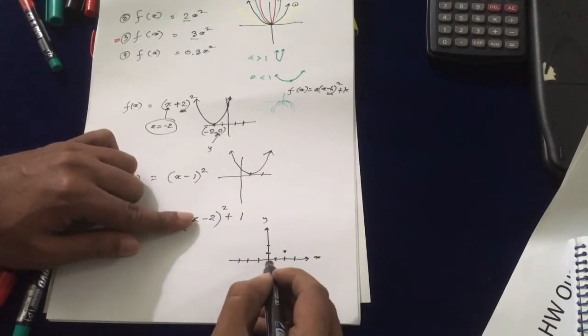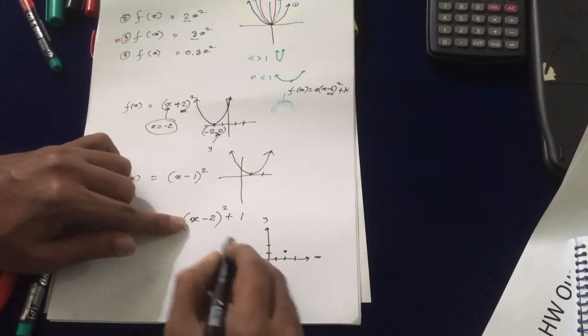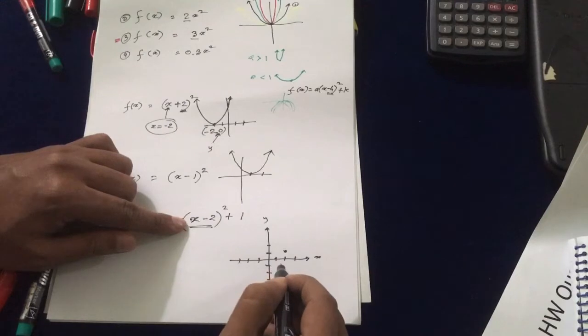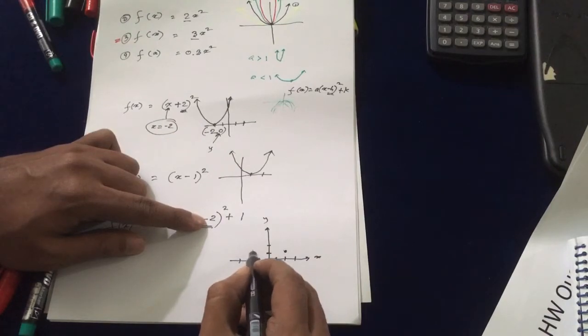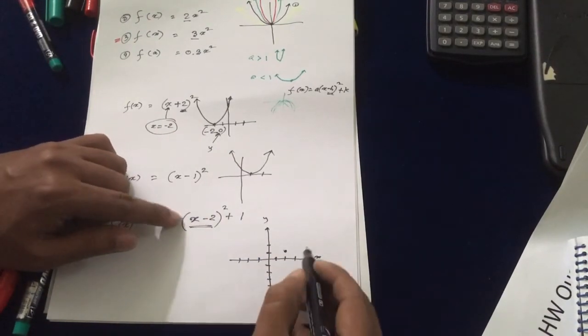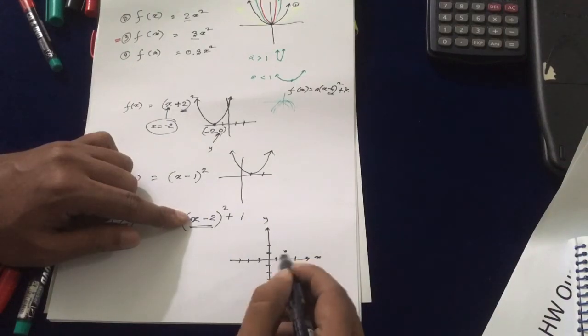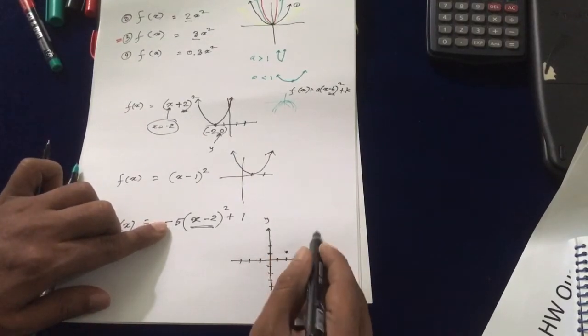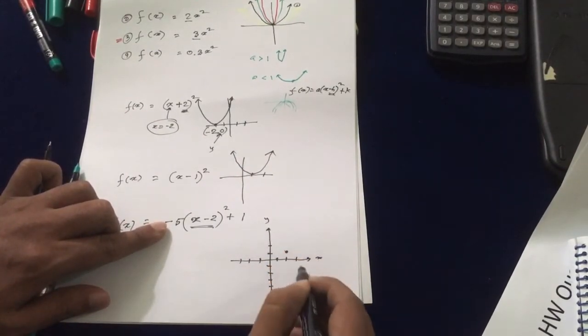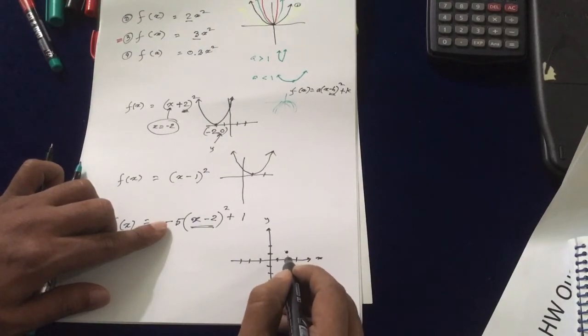Look at this. For the +1, the graph will go to the +1, and this is a horizontal shift. This number, when it is in the bracket, is the horizontal shift. For the -2, the graph will go to the +2. So normally we can draw a rough graph, and look at this. There's a minus here, so instead of an upward opening graph, this will be a downward opening graph. Let's say the graph is like this.